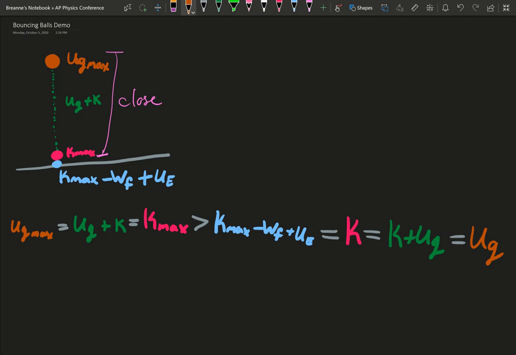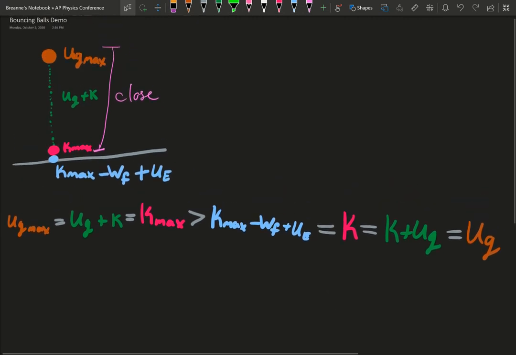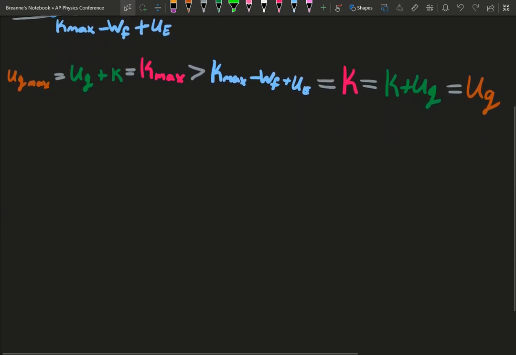You could keep going, and then you'll fall back down, go to kinetic, but then you lose even more energy. That's why it starts out high, it bounces, goes a little bit lower, bounces, goes a little bit lower. Every time it hits, it's losing that energy. So that's your equation for bouncing balls. In your paragraph, you're trying to talk about what's causing that loss of energy due to work.